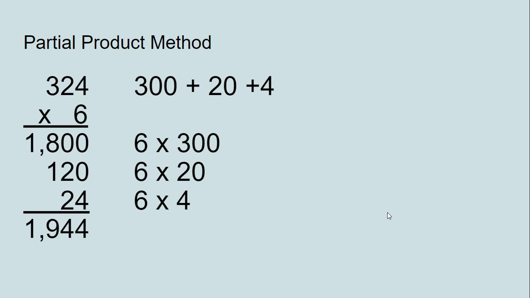The next way we learned to do it without a model is the partial product method. Now, the partial product method will get you the same results as if you were to draw an area model with a rectangle. We just did it without drawing. So we have 324 times 6. I did the expanded form of 324, which is 300 plus 20 plus 4. And then I multiplied each one of these values by 6. So I did 6 times 300, 6 times 20, and 6 times 4. I have my 3 partial products right here. And then I added those partial products together to equal 1,944. So this partial product method is very similar to the area model, just without drawing the rectangle.